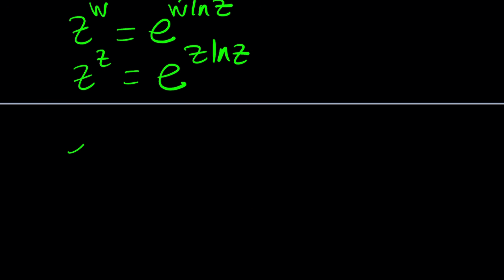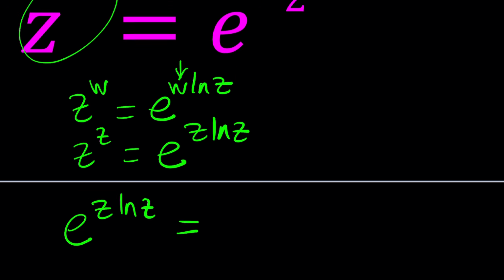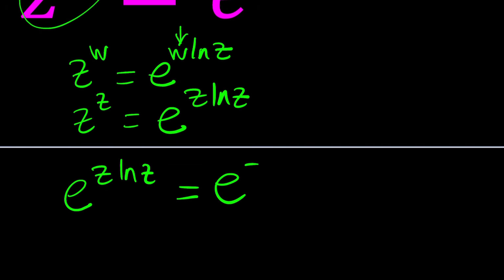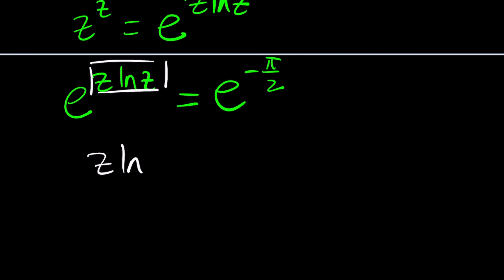So the left-hand side gives us e to the power z ln z, and the right-hand side is already e to the power negative pi over 2. Since we have e on both sides, we can basically natural log, and from here we get z ln z is equal to negative pi over 2. This is the critical part because we're going to go ahead and use a special type of function to solve this problem.